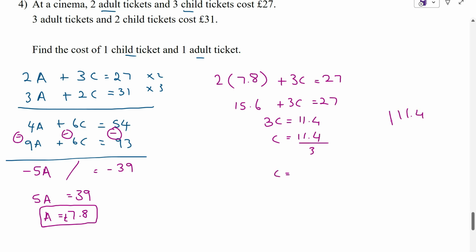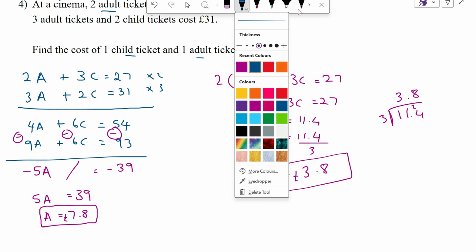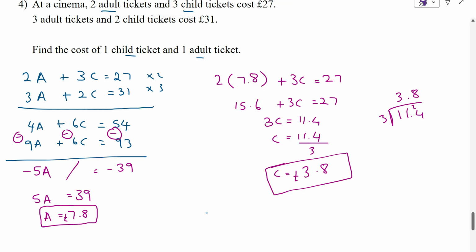Let's work that out. I'm just assuming that this is from a non-calculator paper. That's 3, that's 3, into 8.8. So the child ticket is £3.80. Okay, all good. Now final check. Let's sub in these values to the second equation and we should get 93 as our total.